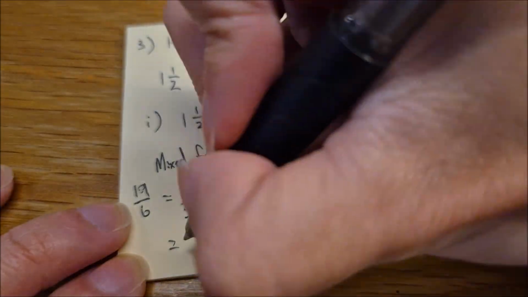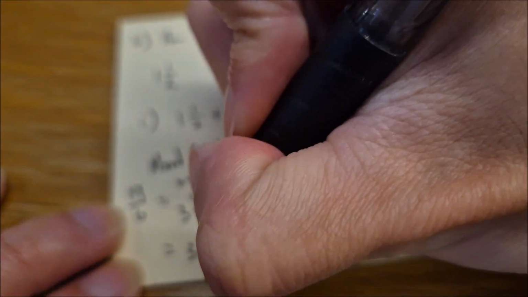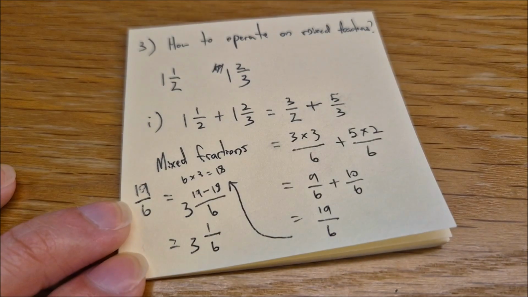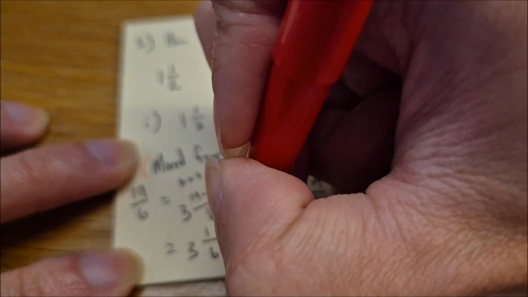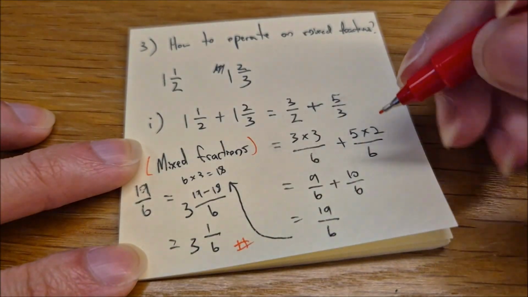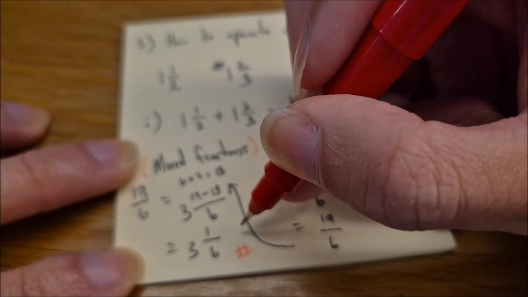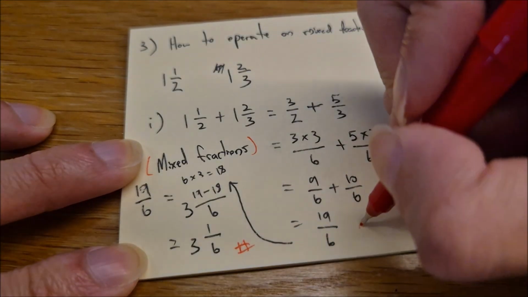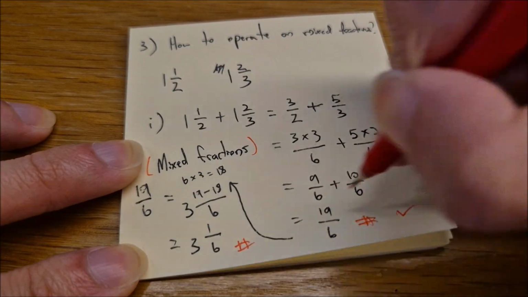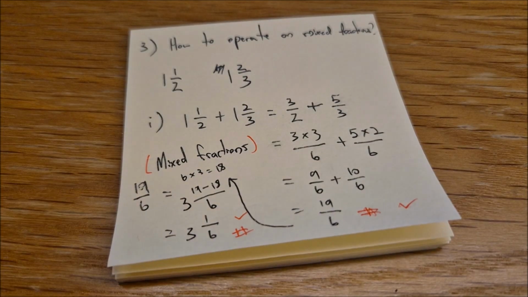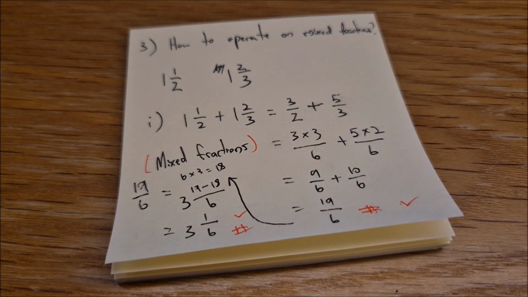And this will give us 3 and 1/6. And this answer is correct, and also this answer is correct as well. They're just different ways of presenting the same answer.